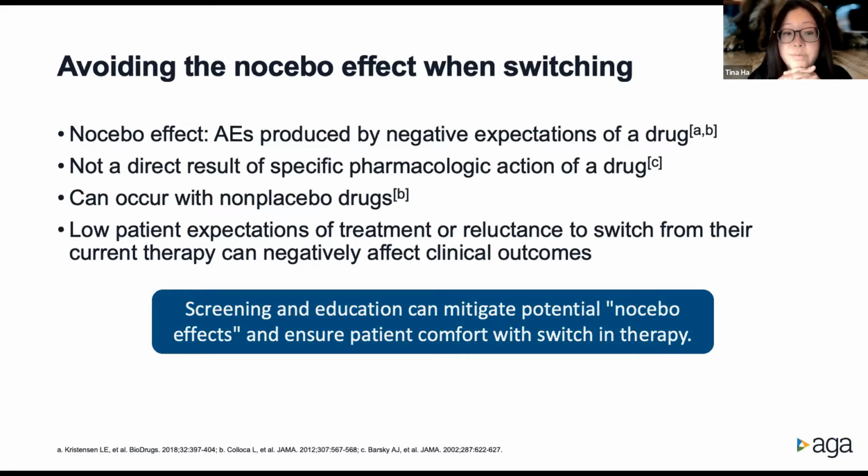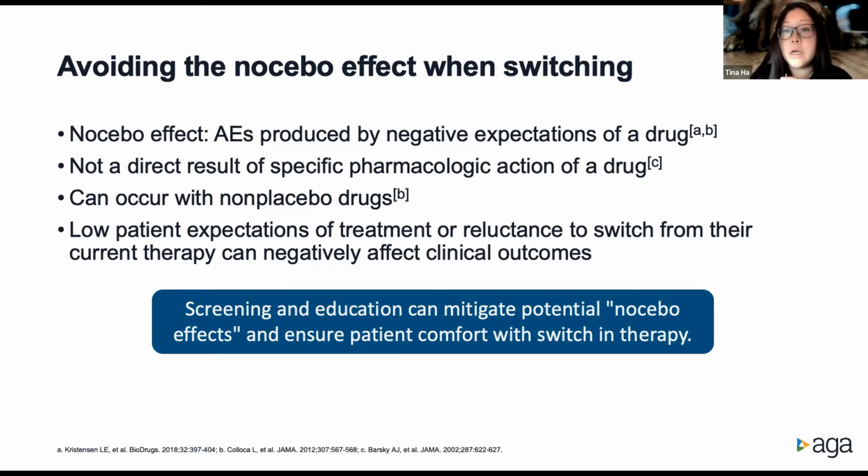avoid the nocebo effect, which is adverse events that are produced by negative expectations of a drug. So inherently you feel as though you're getting an inferior product when it truly is biosimilar. And this is where the robust data that Steve and Mark already presented can actually help bolster the confidence of switching from a reference to a biosimilar product. And it is not at all a direct result of any specific pharmacologic action of the drug. So it's not a mechanism of action, it's more of a perception of inferiority that leads to this nocebo effect. And it can occur with any medications, not just placebo drugs.